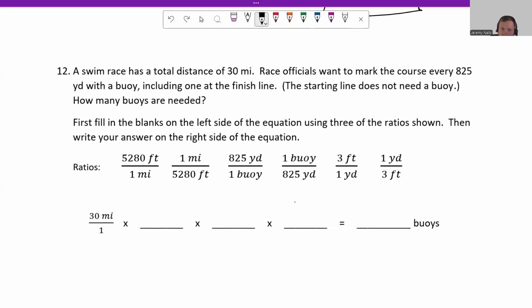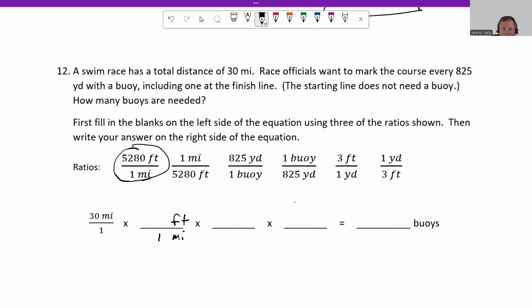So we're going to take miles and convert it to buoys. And the last thing they said about buoys is yards. So we can go from miles to feet to yards to buoys. First I'm going to go from miles to feet. I'm canceling out miles, so I want the one with miles on the bottom. So I'm going to use this one.